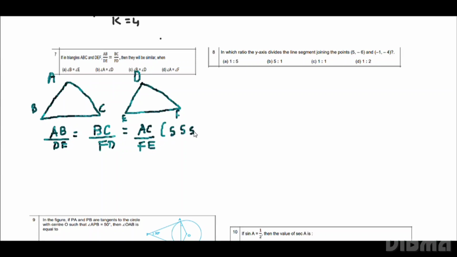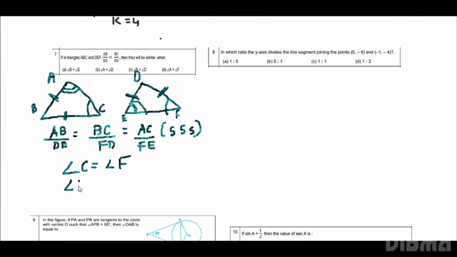So as you know, if all the sides are proportional, then corresponding angles must be equal. So let us take AB and DE. What are the angles here? Yes, C will be equal to F. So angle C is equal to F. Now let us take BC and FD. So this is BC. This is FD. So which angle is left apart from this? That is, yes.